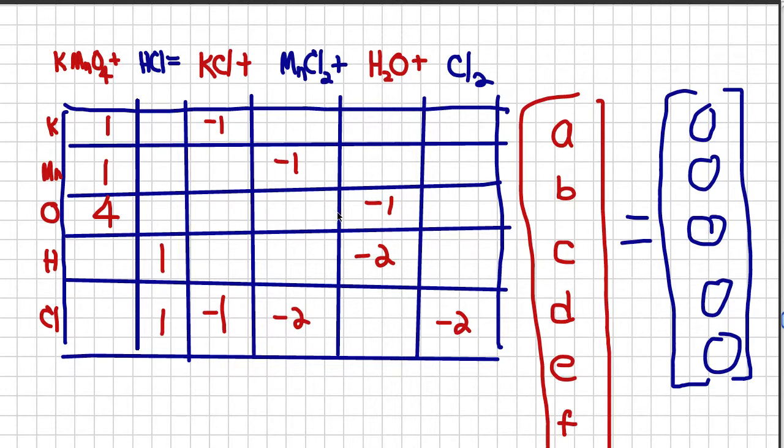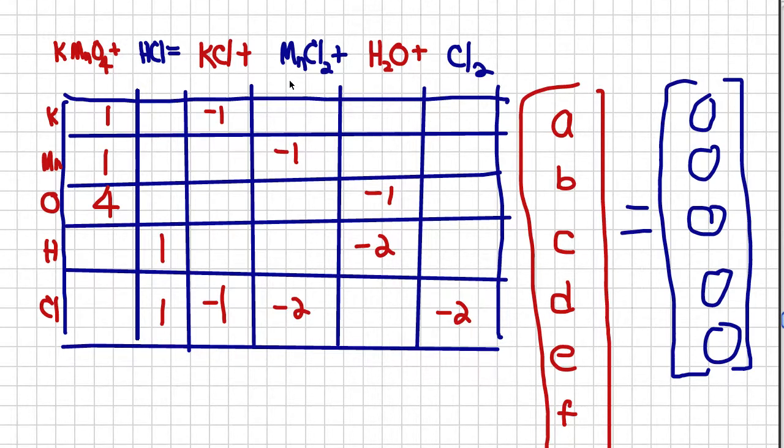Now, if you remember, for the elements that appear on the right side of the equation, I put in negative numbers in the matrix. So for KCl there's 1 K, a negative 1, and 1 Cl, a negative 1. I could have put zeros in the other spots. For MnCl2 there's no K, there's 1 Mn, so I put a negative 1, and there are 2 Cls, so I put a negative 2 here.